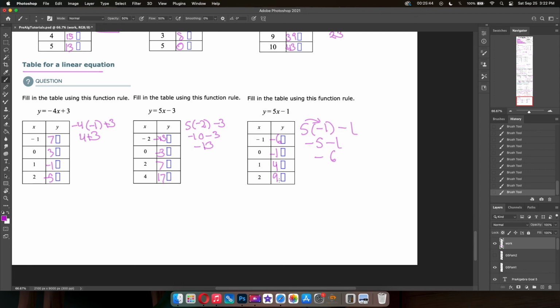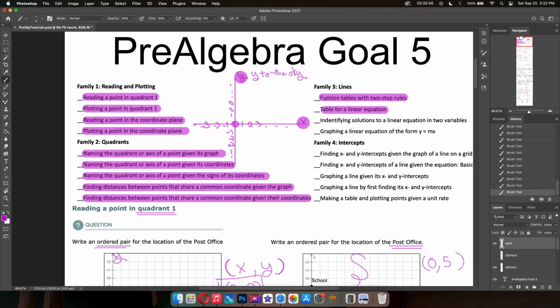And that's as far as I was able to get. I almost made it. We're in the middle of family 3. We have a little bit more to talk about with the lines, and then after that we'll be talking about intercepts, which is just a specific part of a line. And then finally we'll be done with goal 5, and we'll be done with pre-algebra. Huzzah!